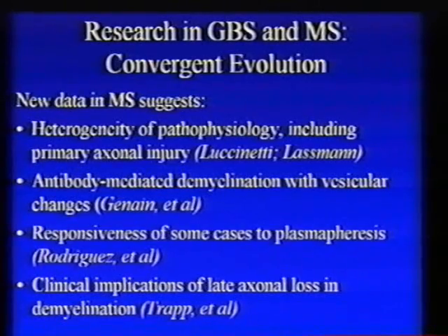Antibody-mediated demyelination can have vesicular changes, and again, a group at the University of California and in New York have looked at that. There are some patients with multiple sclerosis with particular clinical features that appear unusually responsive to plasmapheresis. Moses Rodriguez at the Mayo Clinic has identified such cases. And finally, there are clinical implications of axonal loss as well as demyelination in multiple sclerosis. It may well be that each of these points could be applied as well to transverse myelitis, but I think we don't know at this point how well that might occur.